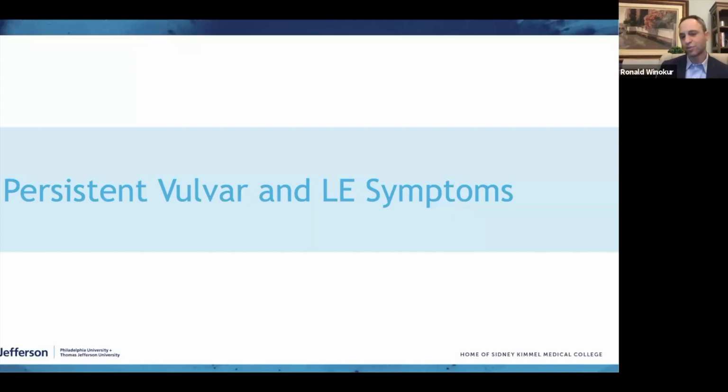So then she had persistent vulvar and lower extremity symptoms. Once we treated from the top, now that we've treated top down, we felt comfortable starting to address and eliminate her vulvar and lower extremity varicosities with confidence that they weren't going to lead to rapid recurrence like she was having happen in the past.